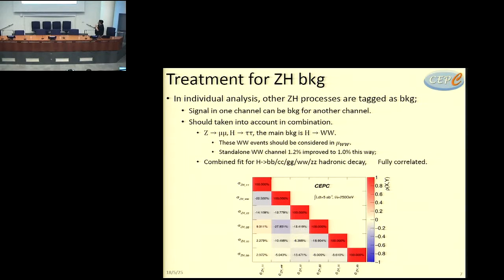this way. And also we know that for the fully hadronic decays, the bb, cc, gg, WW, ZZ, all these channels are fully correlated, and we can draw the correlation matrix like this. And we can say in here, all these channels, the measurements are not independent. We must consider the correlations in the following fit.